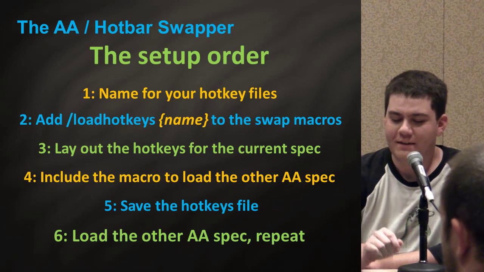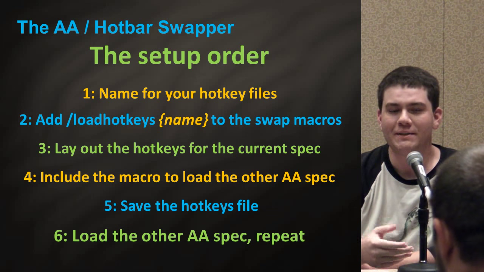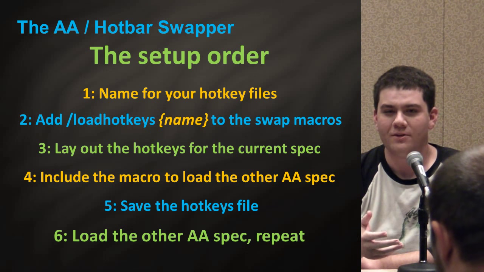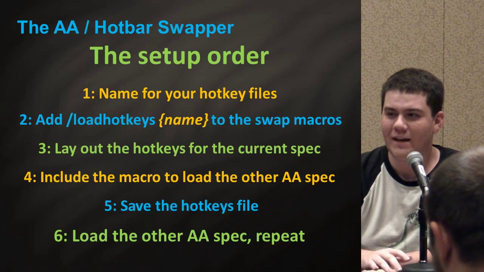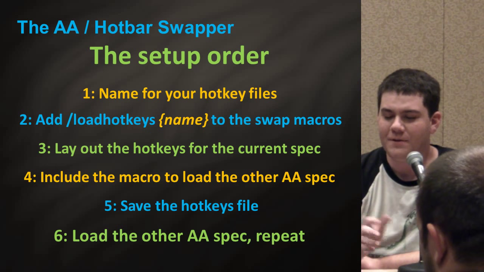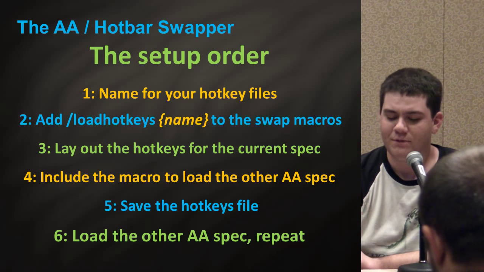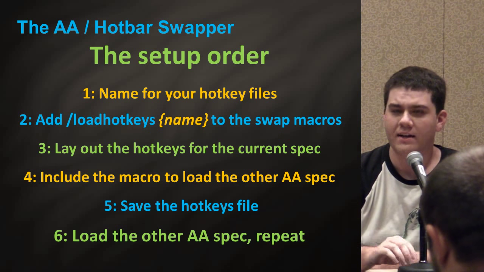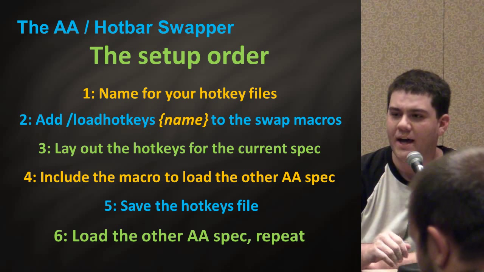So this gets into a little bit of the more technical part of how I approach it. One thing I noticed about the hotkeys saving and loading is it sometimes messes with the macros. It's one thing I didn't cover in this, but I at least made sure to include it in this step. So for these hotkey files, I have my AE and my single target. I'm going to essentially say to myself, I'm going to name them this. I'm not going to save the hotkeys. I'm just going to keep in mind what I'm going to be calling them later. So I come up with that.